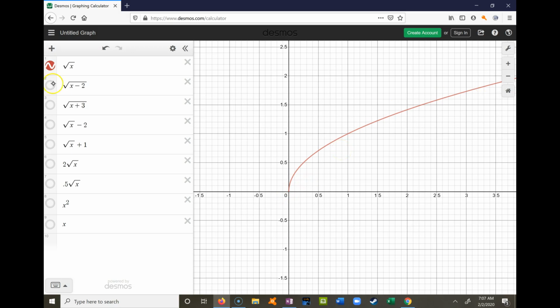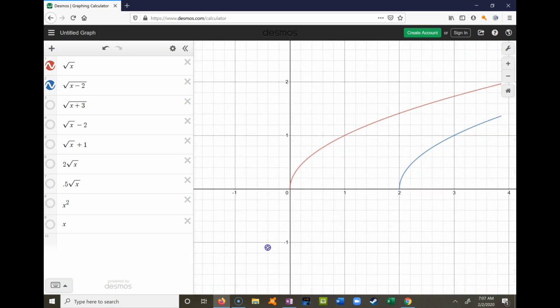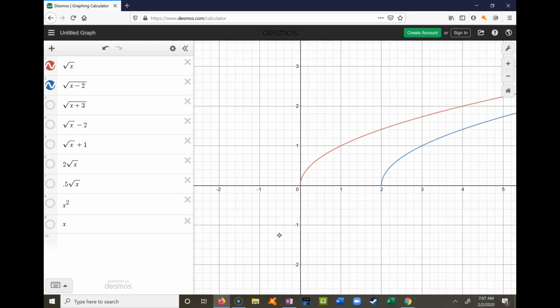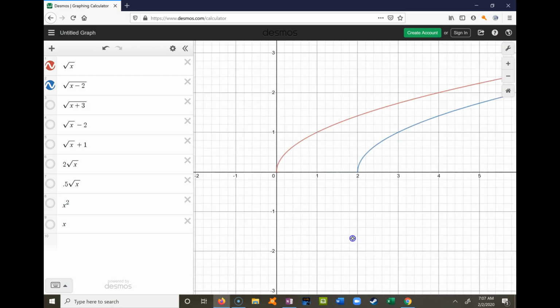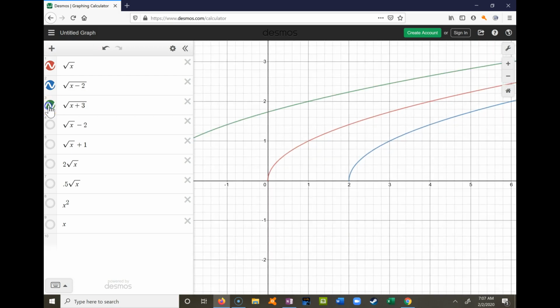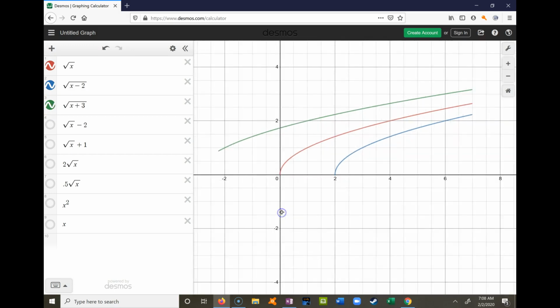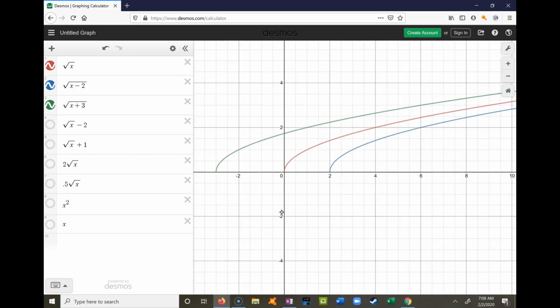So let's look at a couple examples. If I graph y equals the square root of x minus 2, notice that it looks exactly the same. It's just been moved over to the right 2. And then if we do square root of x plus 3, and let's make this smaller so you can see it, again, it looks the same shape, but it's been moved to the left 3.